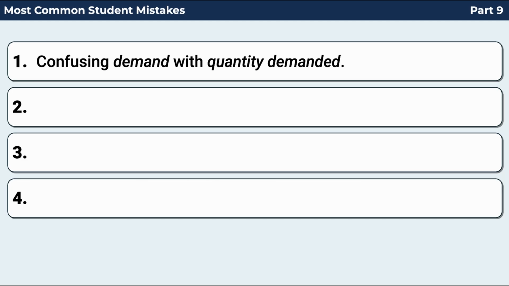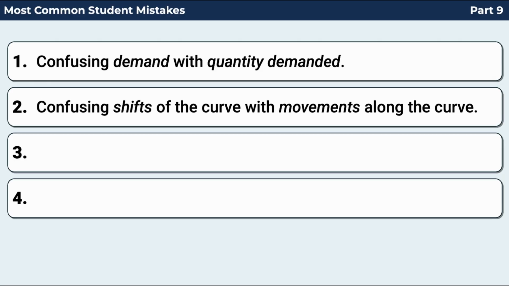So when people confuse them, it leads them into point number 2, which is confusing shifts versus movements along the curve. A change in demand will shift the curve. But remember, the price won't shift the curve. The price will move you along the curve. And people make this mistake all the time, and it's the easiest way to lose marks on that Unit 1 or Unit 2 test.